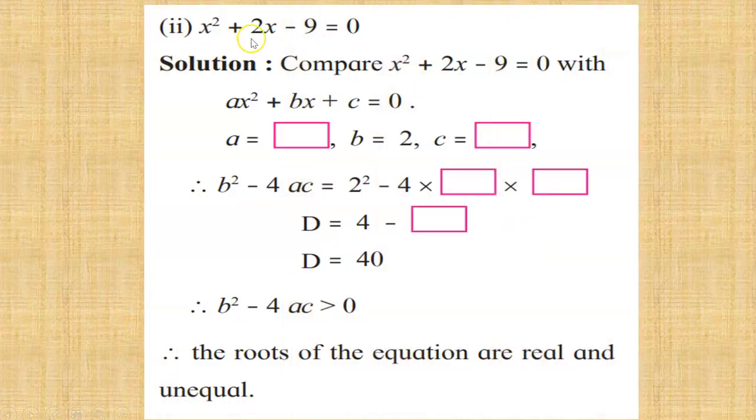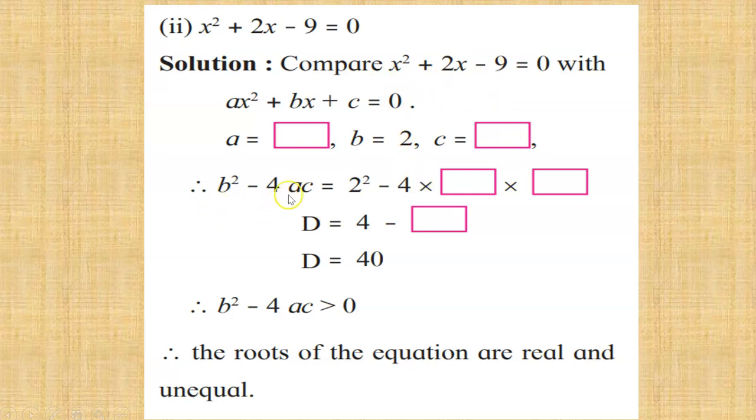Next, x square plus 2x minus 9 is equal to 0. Now the solution. Compare x square plus 2x minus 9 is equal to 0 with ax square plus bx plus c is equal to 0. Compare with that. Then what is the value of a? A is 1, b is 2, c is minus 9.